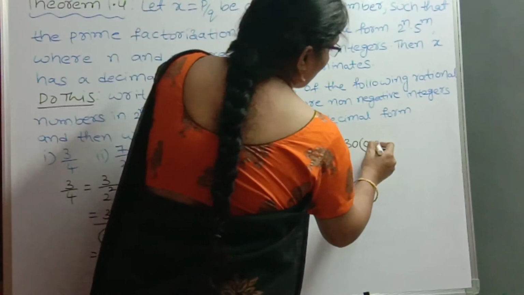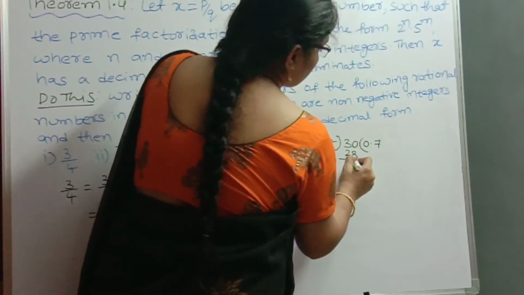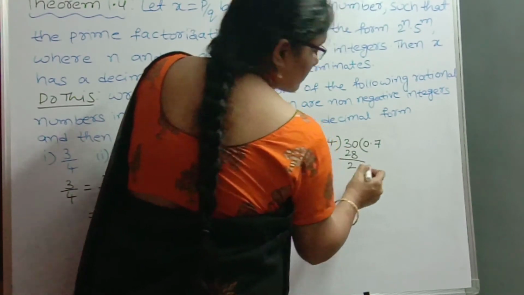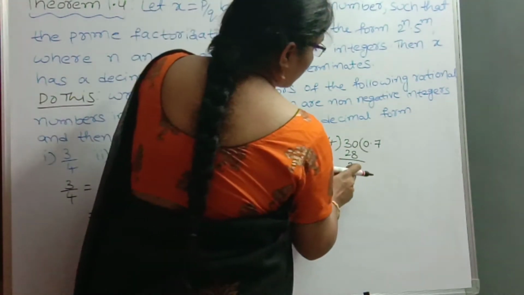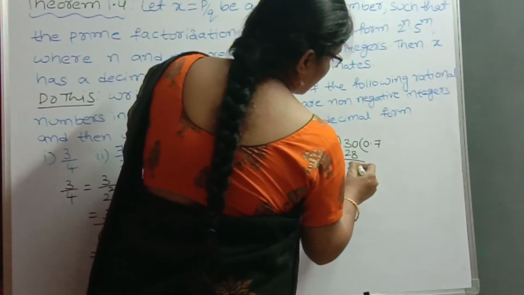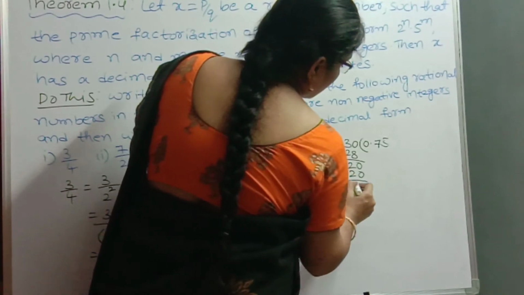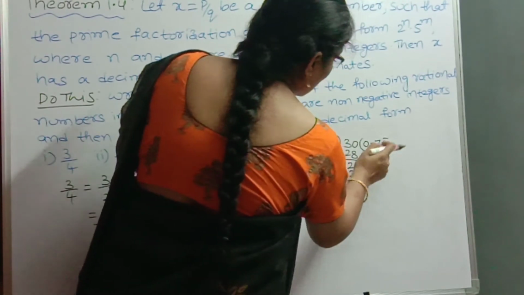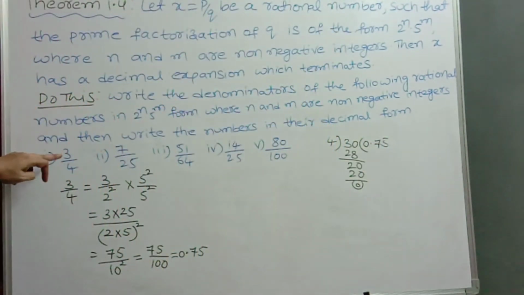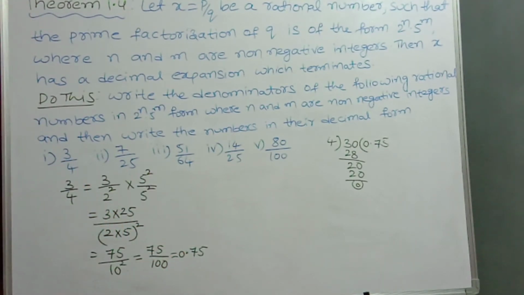Now 4 7s are 28. Now here 30 minus 28 equals what? 2. Now here 2 is less than 4, that's why I am writing 0 here. That is 4 5s are 20, and the remainder is 0. So 3 by 4 equals 0.75.